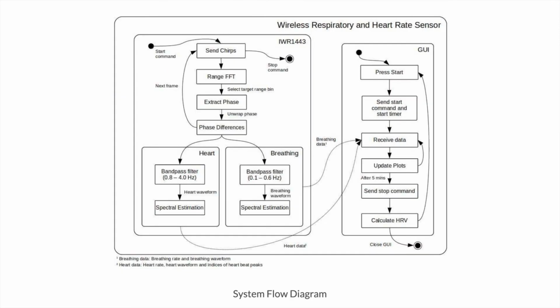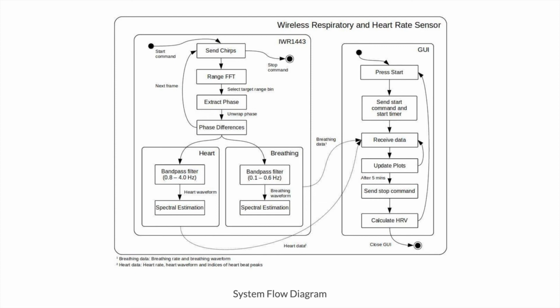Here you see a typical state diagram for the system. The user begins by pressing the start button of the GUI, sending a start command over UART to the hardware module. The hardware module begins transmitting mmWave pulses, or chirps, and sampling the reflected signals.